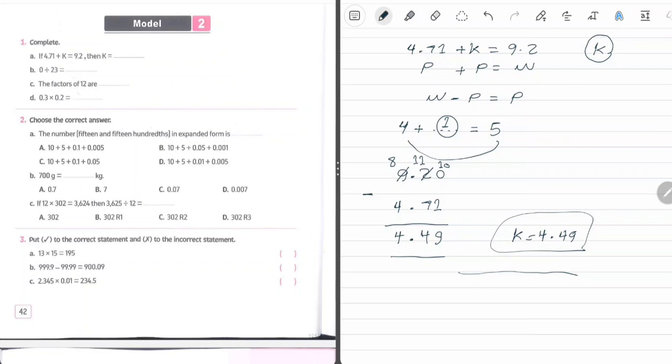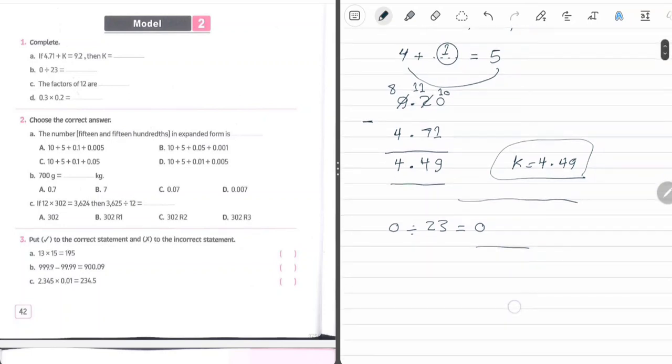Our second question is 0 divided by 23. Mister, yeah? 0 is the hero. Really? Yeah. If you divide 0 by any number or multiply 0 by any number, 0 will be the winner. So your answer will be 0. 0 is the hero. So 0 divided by 23 will be 0. It's finished.